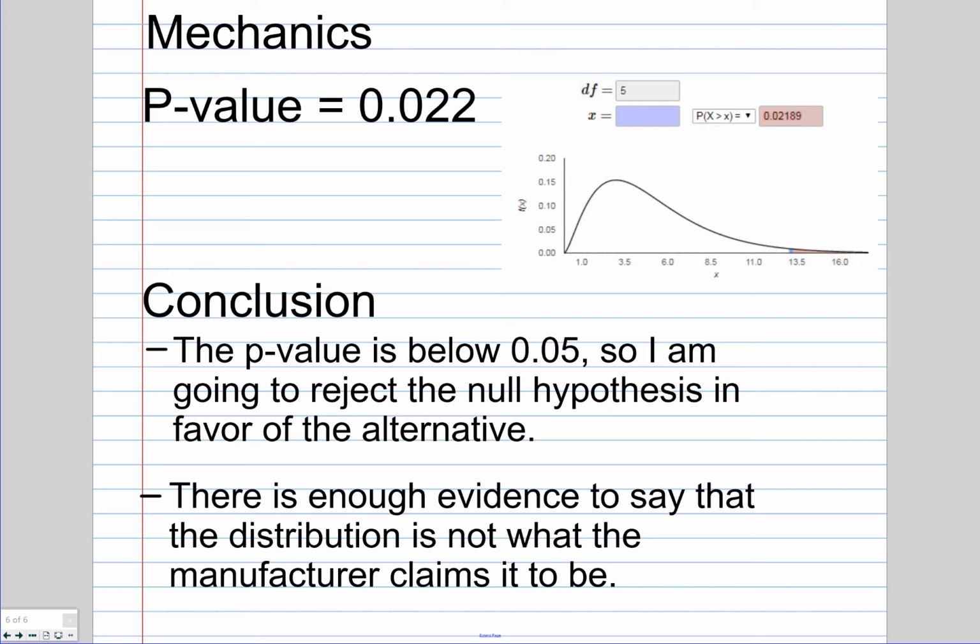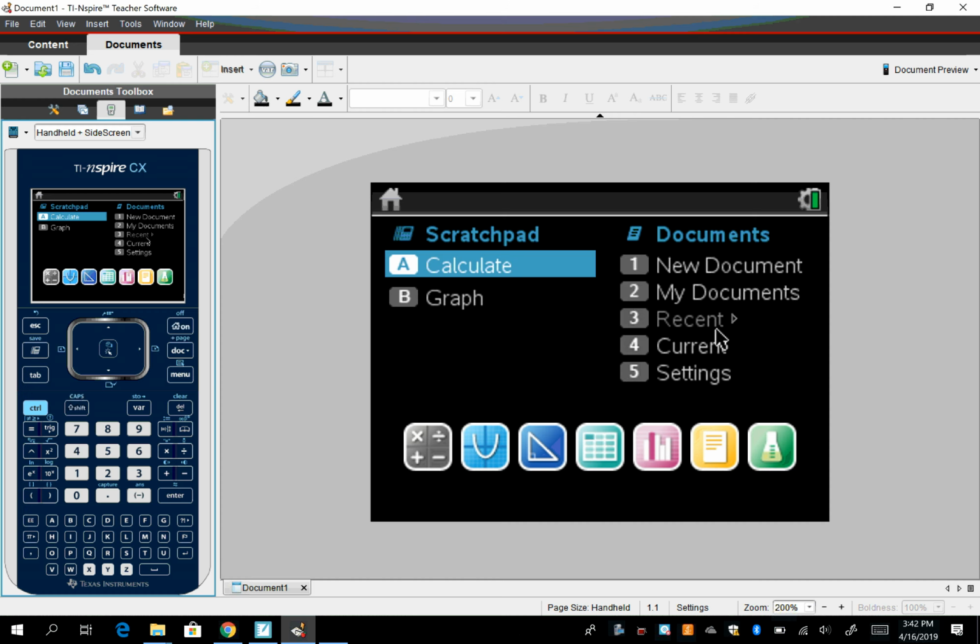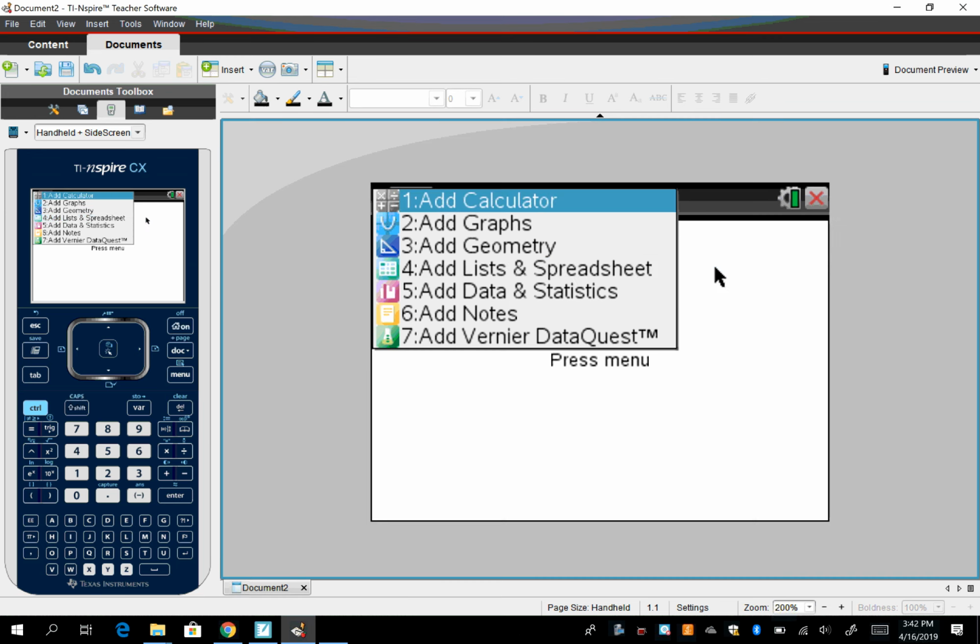So it doesn't matter, right? Because this is whatever direction, it doesn't matter. We're not worried about what tail we're shading. Just always shade the right tail every time you do a chi-square. You're going to see with the calculator, it doesn't even ask us to give a less than, greater than, or not equal to. All right, are we ready? Ready for the calculator? If you are wanting to learn the calculator, you have it out, and you're following along with me. We're going to do a new document, and we're going to add a list and spreadsheet.